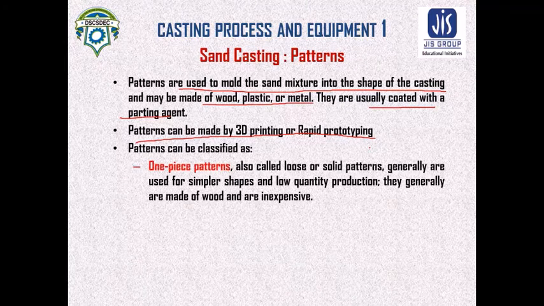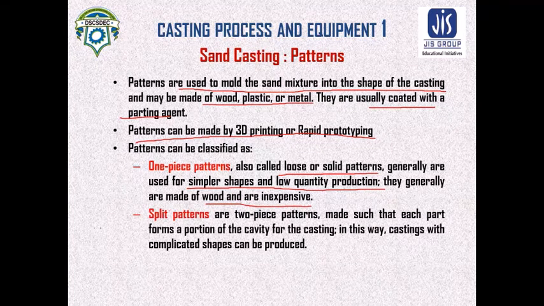Patterns can be classified as the one piece pattern, which is a single piece, also called a loose or solid pattern. They are generally used for simpler shapes and low quantity production. They are usually made of wood, and they are inexpensive. Next there is the split pattern. When the patterns are made in two pieces, it is called a split pattern. They are made in such a way that each part forms a portion of the cavity for the casting. In this way, using a split pattern, castings with complicated shapes can be produced.